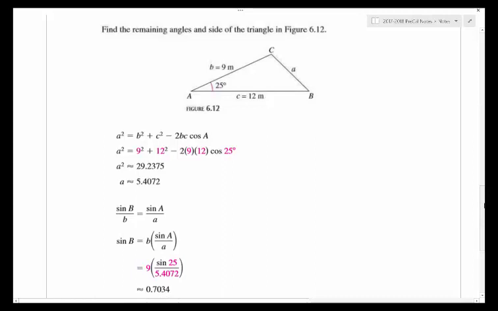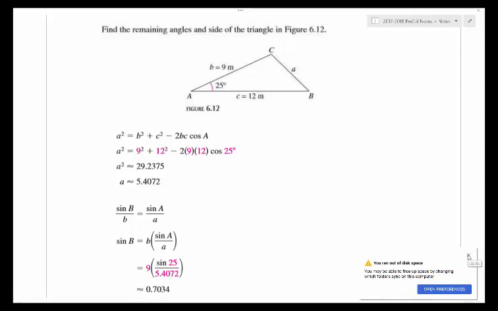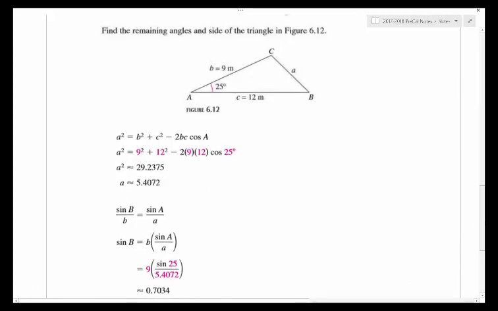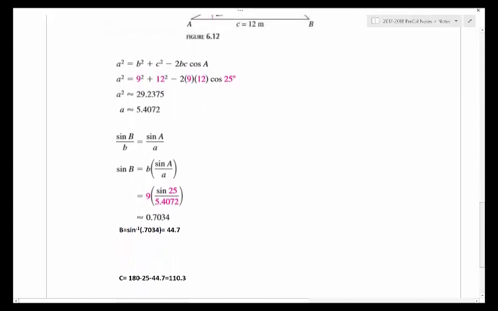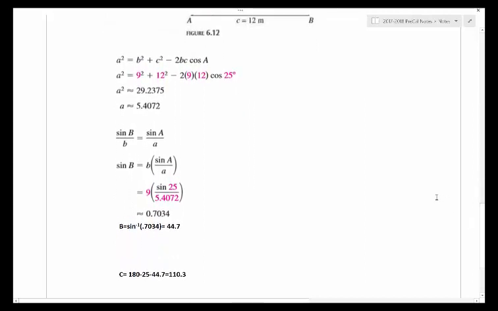So I can easily do a law of sines here. The sine of B over B is equal to the sine of A over A. So the sine of B is, I'm finding that angle. The length of B is 9. Angle A is 25. And little a is 5.4072. So when I do all that, plug in the math, the sine of B is equal to 0.7034. So I go forward. The inverse sine of that is 44.7.